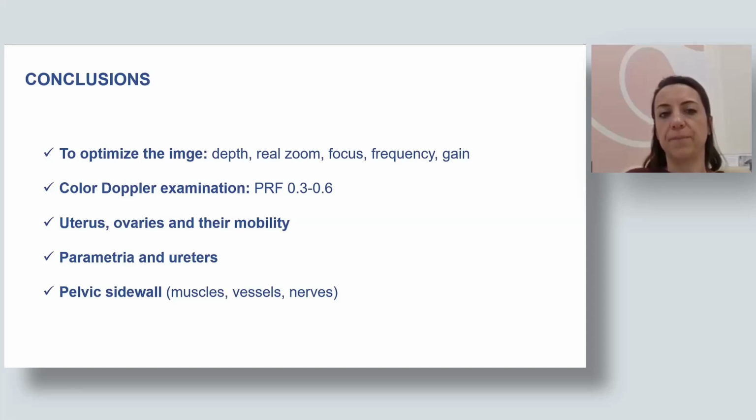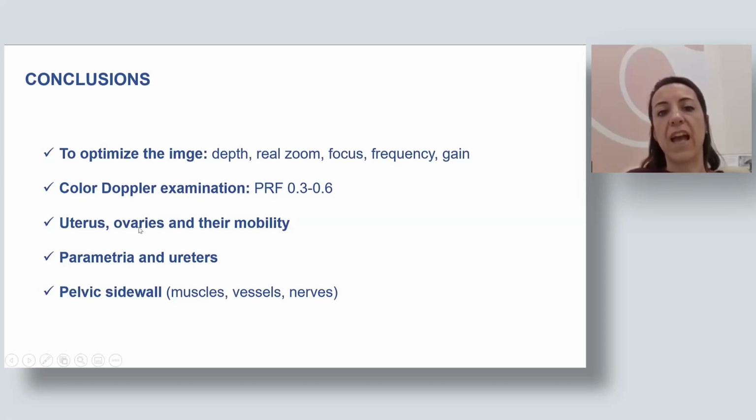In conclusion, to optimize the image, we can use depth, real zoom, focus, frequency, and gain. Then, for color Doppler examination, please check the PRF between 0.3 and 0.6.